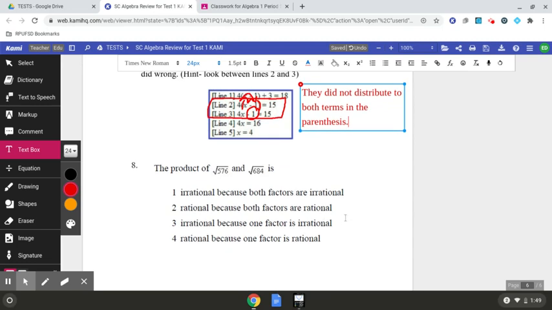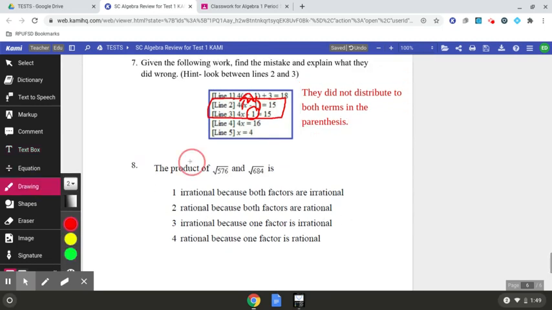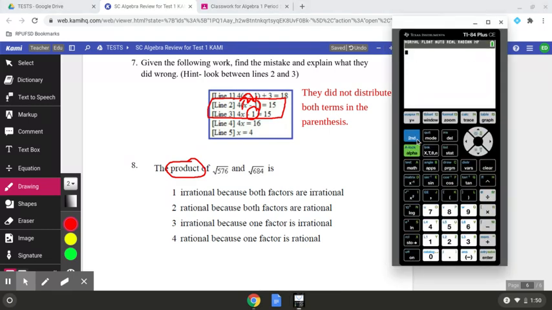Okay? And the last one here, the product. So product, again, means we are going to be multiplying. So we're going to multiply the square root of 576 and the square root of 684. So let's try it. So second x squared, 576. And we're going to arrow out and multiply the square root again of 684. Hit enter. And we get an irrational answer. So when we multiply them, we get 627.681... right? It goes on forever.